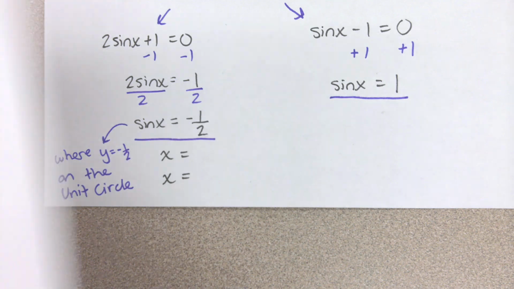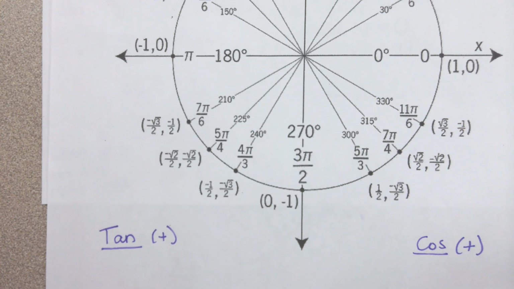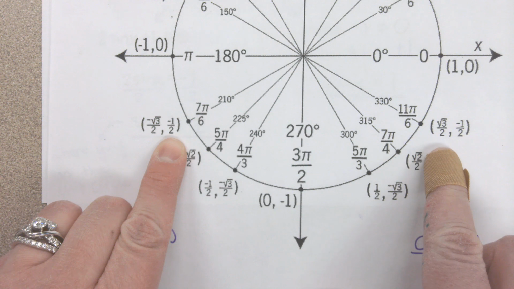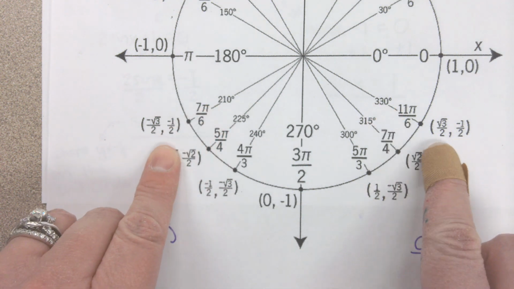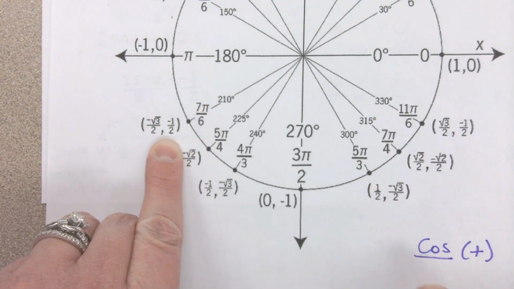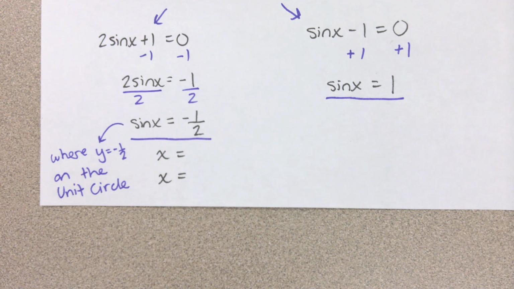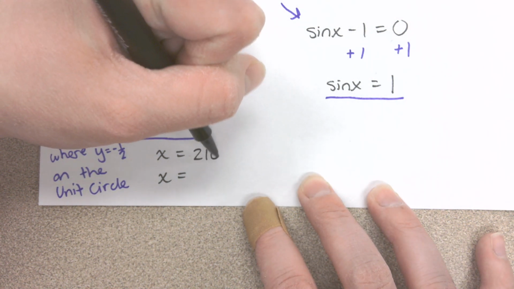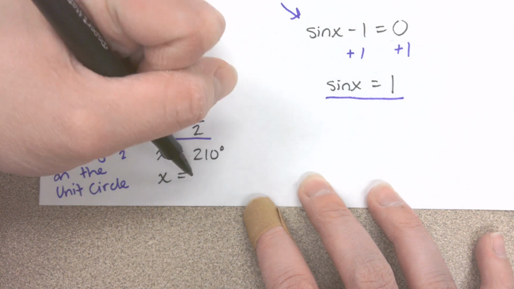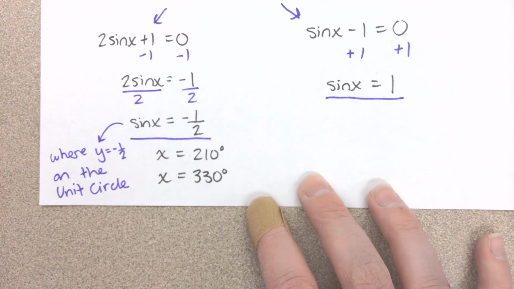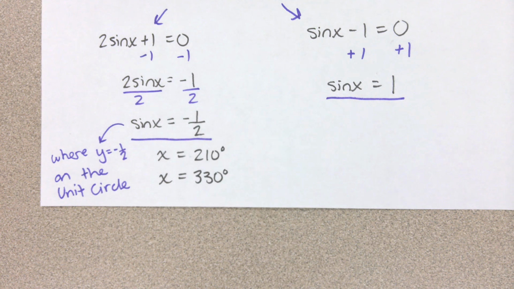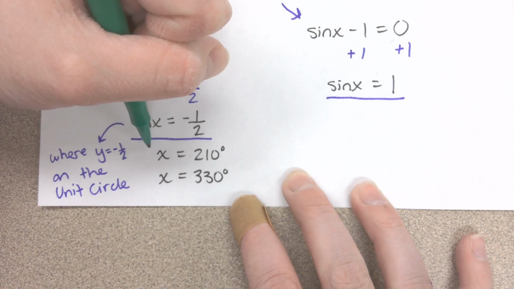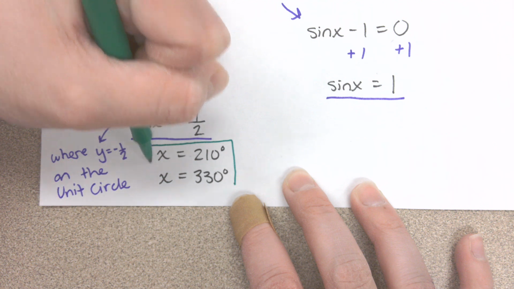-1/2 on the unit circle, we're looking at the y values. It's going to be quadrants 3 and 4. That's at 210 and 330. Those angles give us -1/2 for the y value. So 210 and 330. That's 2 of my answers.